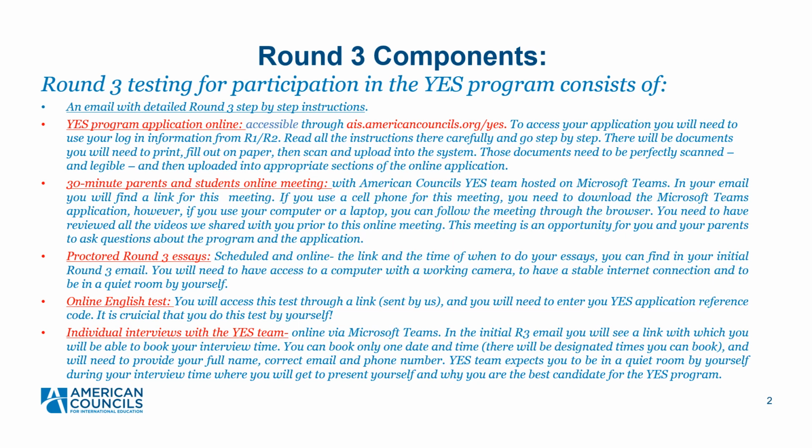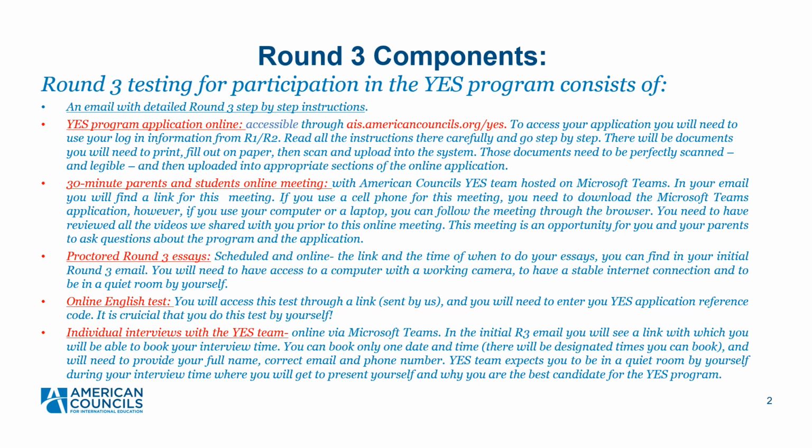Finally, you'll do an online English test. You will access this test through a link that we will send to you, and you will need to enter your YES application reference code in order to do this test. It is crucial that you do this test by yourself. Do not cheat, not just with the online English test, but in all parts of this application or this part of testing. You need to do it by yourself. This is your opportunity to show us who you are. And finally, you are the ones who will be selected to either go or not go on the program to the US.